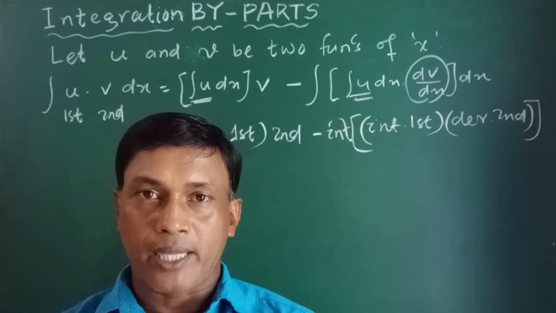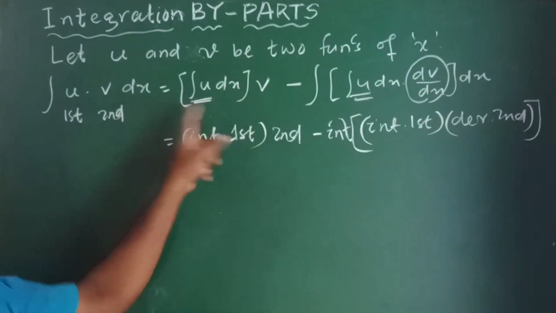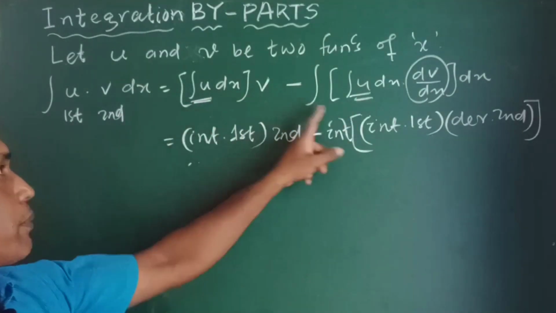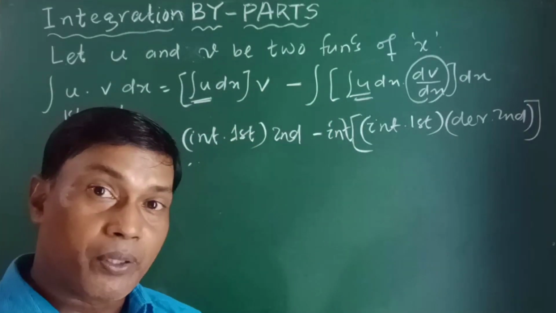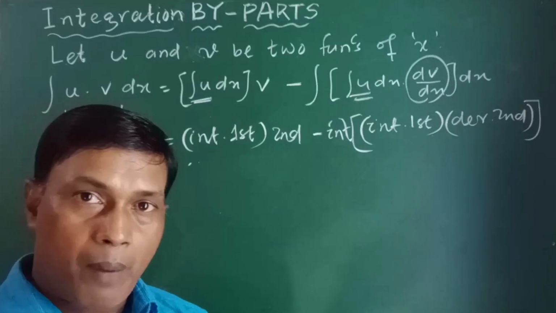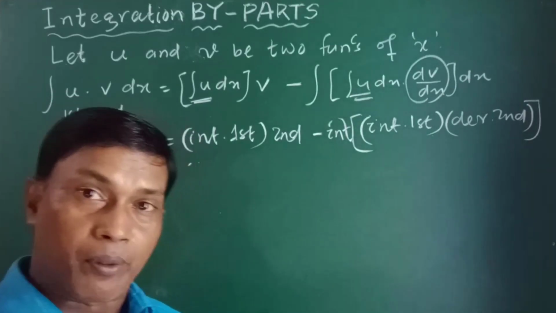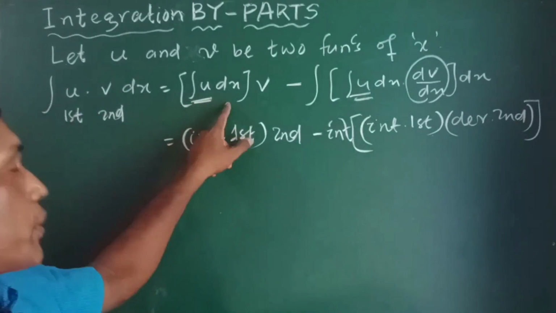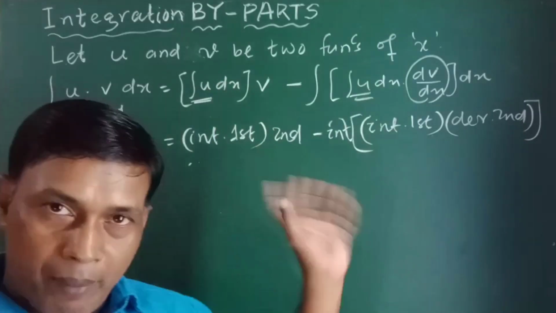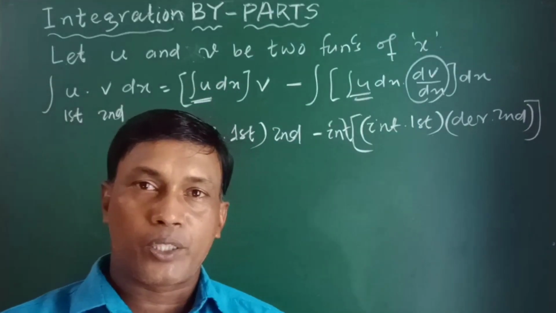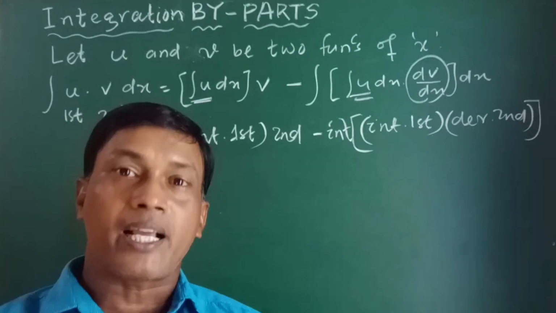तुमको जब two functions दिया जाएगा u into v, तो जब बाईपार्ट्स फॉर्मूला अप्लाई करेंगे, तुमको ऐसा एक फंक्शन चूज करना पड़ेगा which function is easily integrable. You have to choose a function which is easily integrable, and then integrate that function and differentiate the next function. Here the only thing is, in bypass formula one function is to be integrated. You have to integrate one function and differentiate another function.